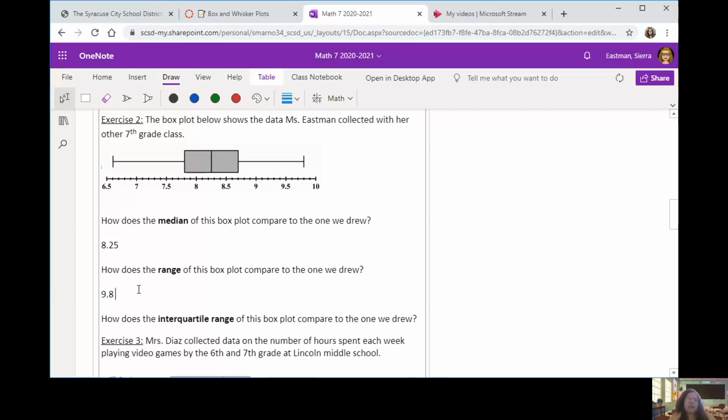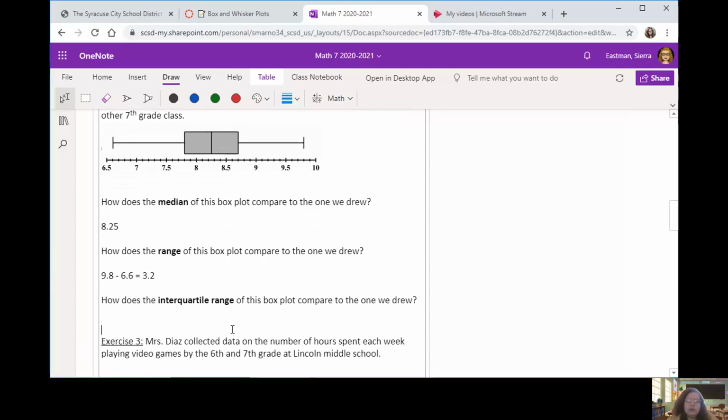And then my smallest number, my minimum, is my other whisker over here. It looks like it's about 6.6. And when I subtract those, I should get 3.2. That's my range here. Okay.